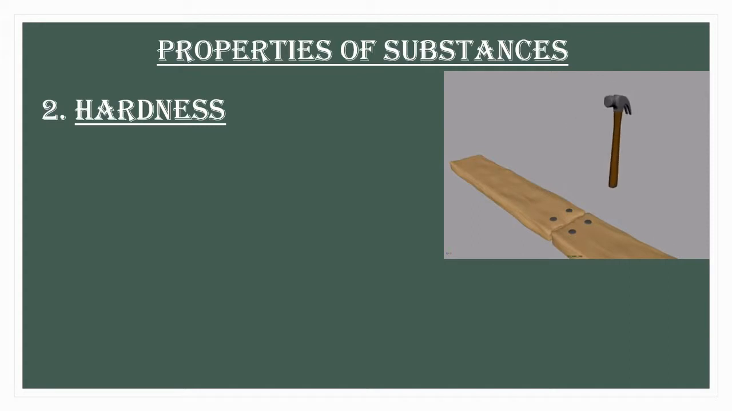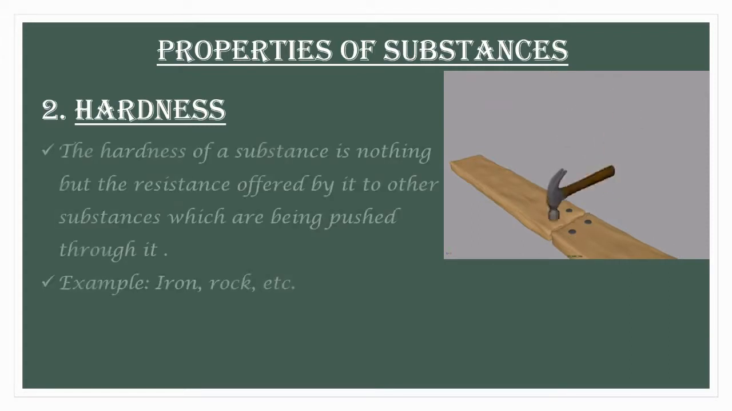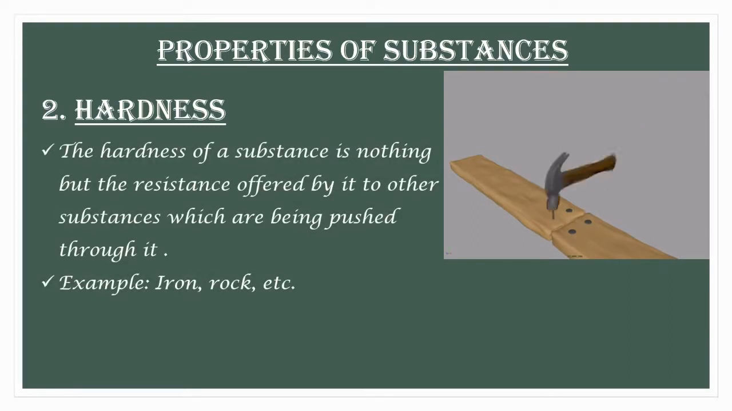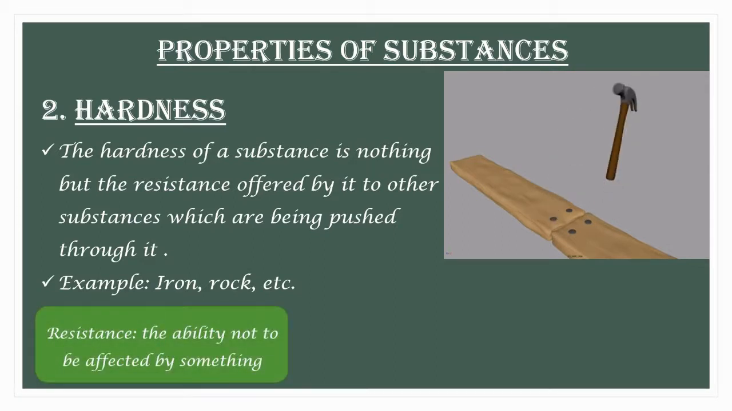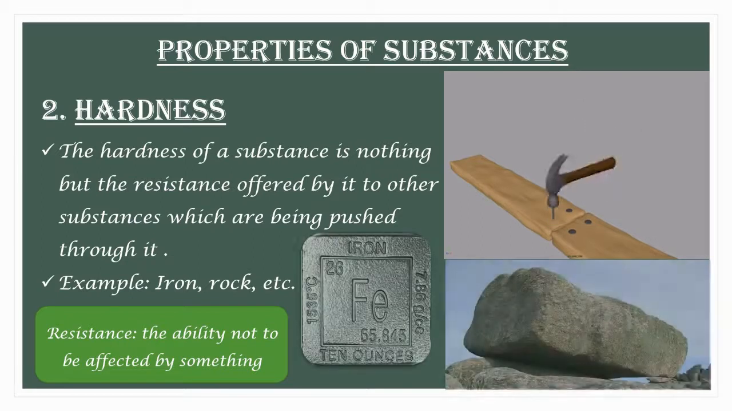So we can say that the hardness of a substance is nothing but the resistance offered by it to the other substances which are being pushed through it. Now students, what is resistance? Resistance is the ability not to be affected by something. Now the examples for the hardness property are iron, rock, etc.